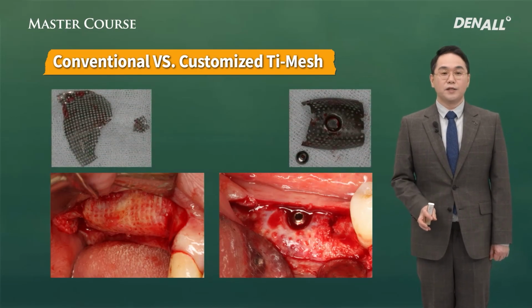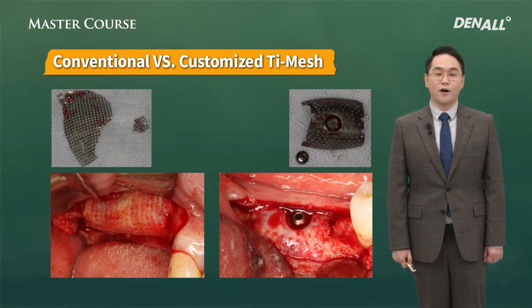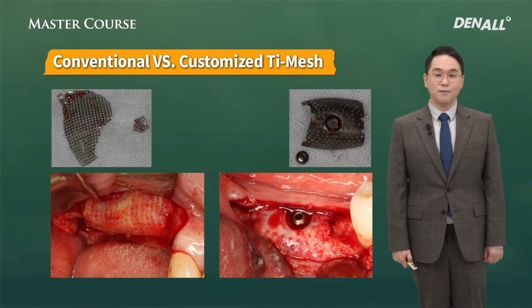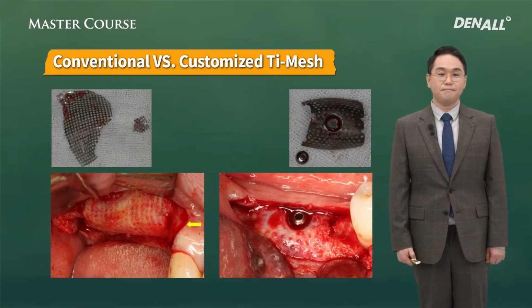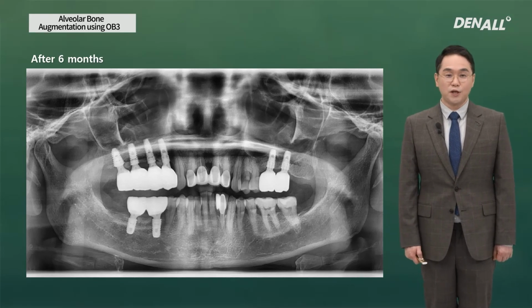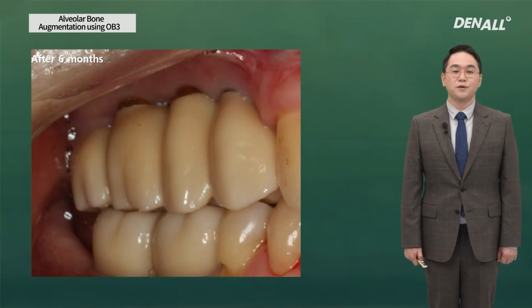To fix it, for standard titanium mesh, bone screw is necessary, but it is not the case with the Jawbuilder. If you select cases appropriately, it can be used very easily. Panorama after delivering the final prosthesis. Clinical photo.